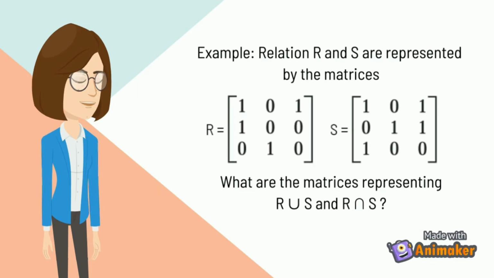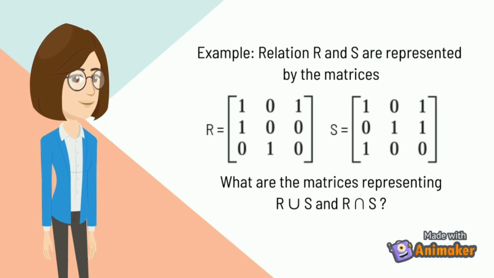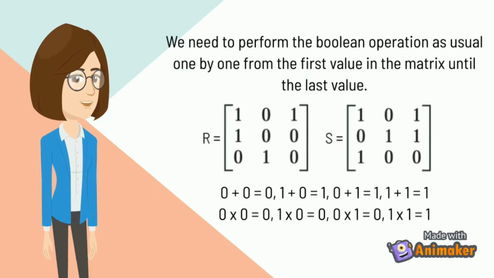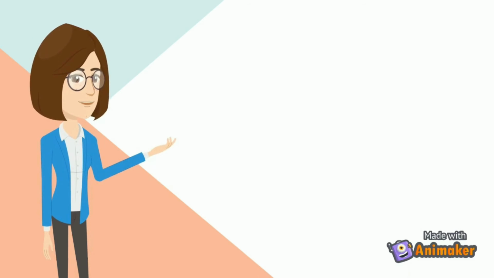For example, the relations R and S are represented by these matrices. What are the matrices representing R union S and R intersect S? Basically, we need to perform the Boolean operation, as usual, one by one, from the first value in the matrix until the last value. And the answer would be like this.